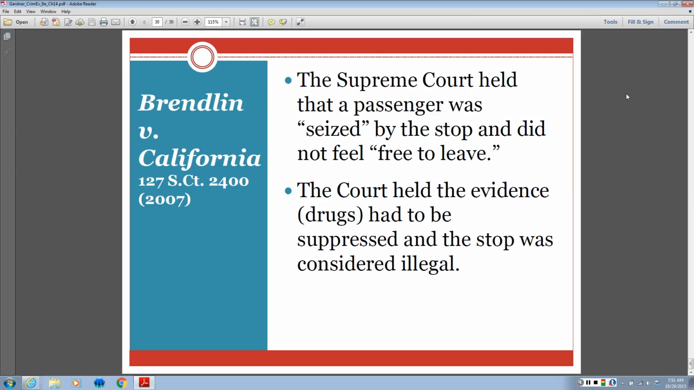And I think that's going to pretty much do it. That covers the high points of this chapter for this week. If you can get in your mind what it is to be free to leave, what consent is, what a Terry stop is, what the difference between reasonable suspicion and probable cause is, and how that can apply to traffic stops and police-citizen encounters, you've got this chapter down.